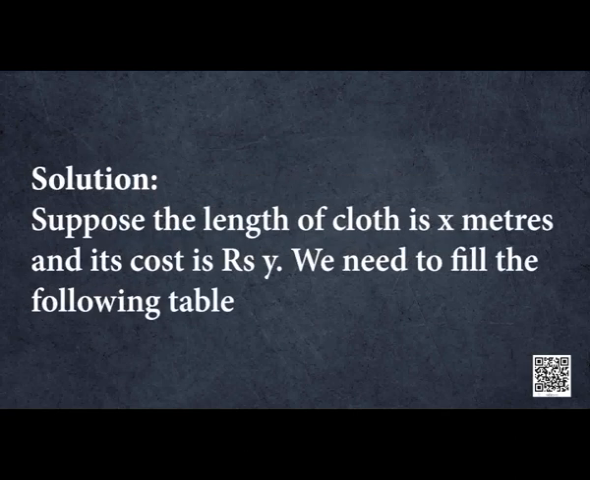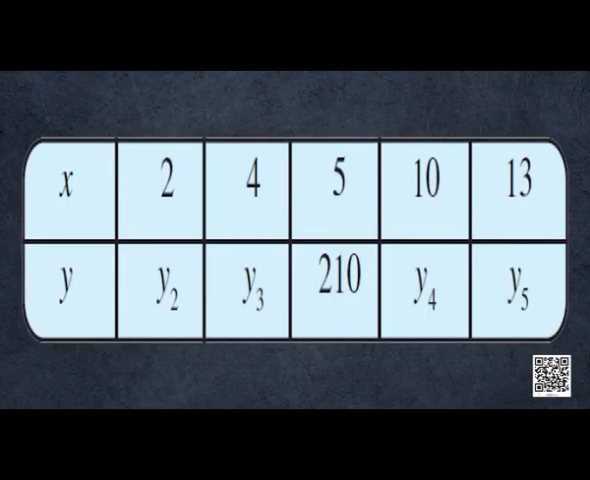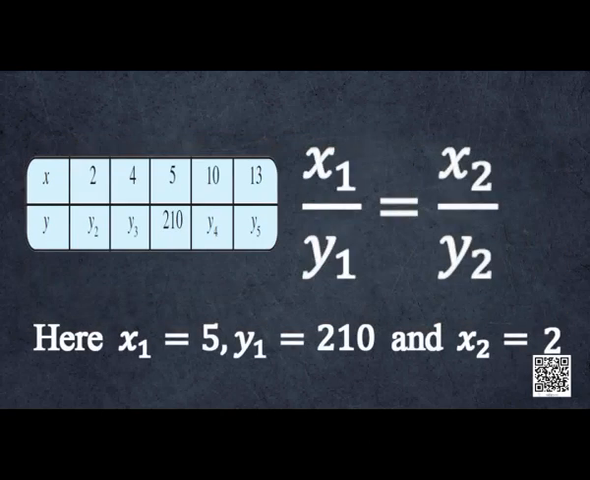Solution. Suppose the length of the cloth is x meters and its cost is rupees y. We can put it into the tabular form as given here. We know that as the length of the cloth increases, the cost of the cloth also increases in the same ratio. So, it is a case of direct proportion. Here, we can make use of the relation x1 by y1 is equal to x2 by y2 to find out the unknown values of y.